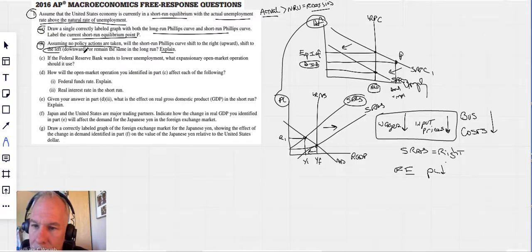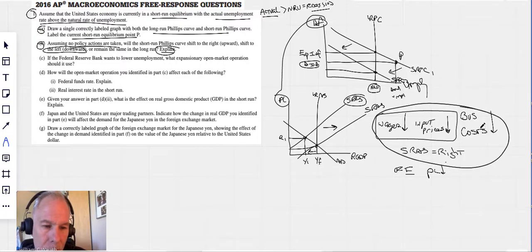The explanation is this information here. Wages and input prices of business costs fell, which would shift that short run aggregate supply curve to the right, which would shift the short run Phillips curve down. Inflation, price level went down, back to full employment. All of that together would be our explanation.